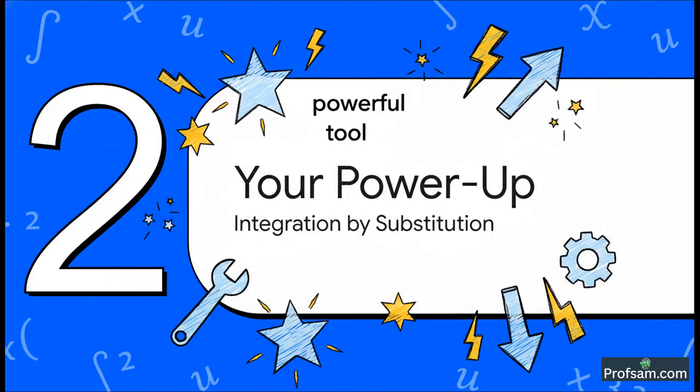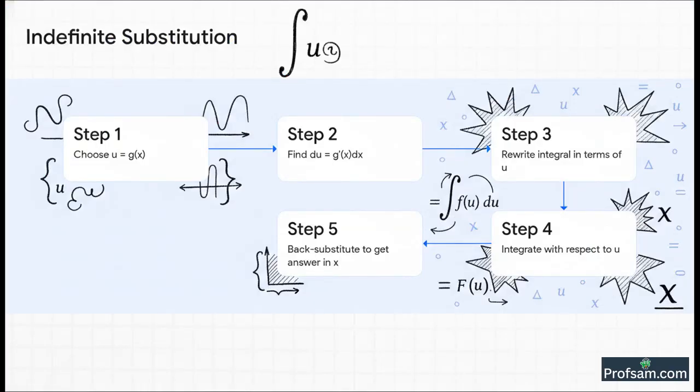But here's the best part. You don't need to learn some crazy new skill from scratch. To beat this boss, you already have a super powerful tool in your backpack. Think of it like a power-up you've already mastered. We just need to learn how to use it in this new situation. Remember these steps? Of course you do. This is our classic substitution method for indefinite integrals. You choose u, you find du, you switch everything over to the u world, solve the integral, and then, the final move, you back substitute to get your answer back in terms of x. This should be second nature to you by now.